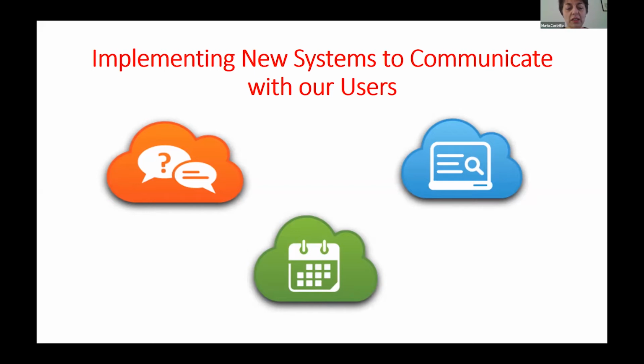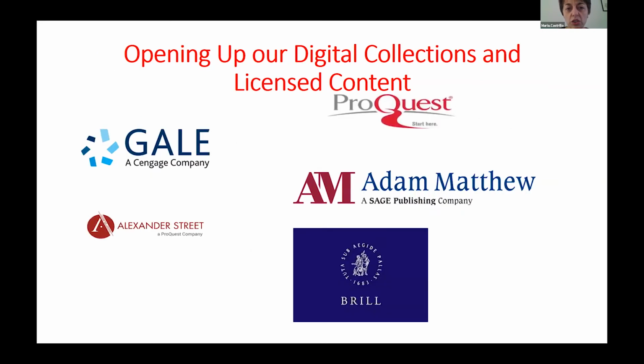So what you can see in this screen is basically the different applications for LibChat, LibCal, and LibGuides, which have been our primary means of communication with, as I said, our users and our customers. In addition to that, we also opened up our digital collections and licensed content. And these are just some of the publishers with which the library has worked over the past few years on licensed content, particularly digital resources. Some of them are part of our collection, some of them are not. And they belong to other institutions, but they've been almost like a lifesaver for many students.